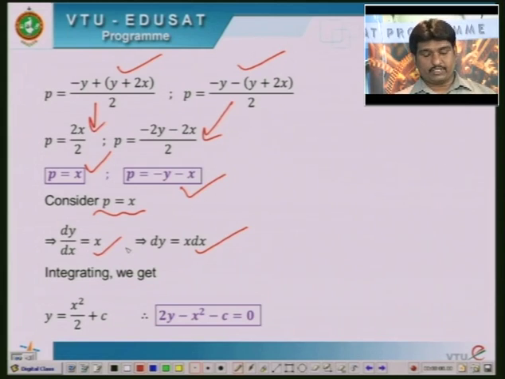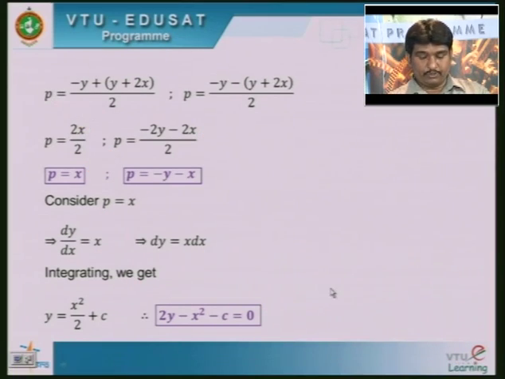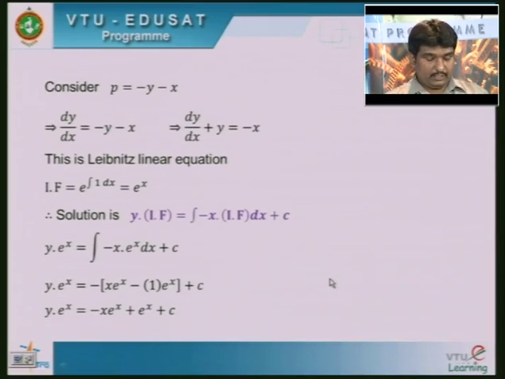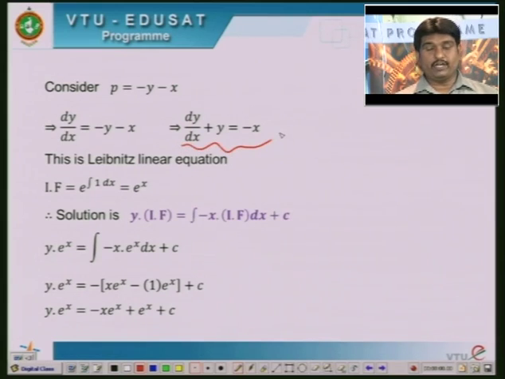Integration of dy by dx equal to x is y equals x square by 2 plus c. You simplify this to get the solution in this form, 2y minus x square minus c equals 0. Now, consider the second factor, which is p equals minus y minus x. P is dy by dx, so dy by dx equals minus y minus x. This implies dy by dx plus y equals minus x. This is Leibniz linear equation.